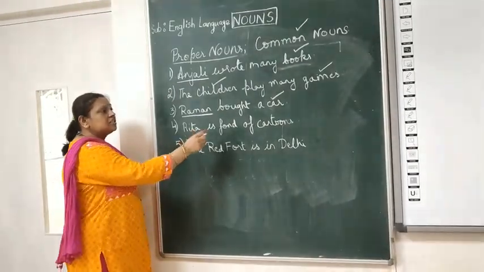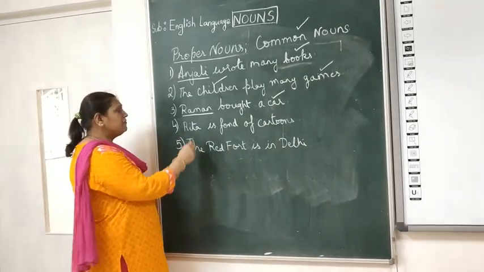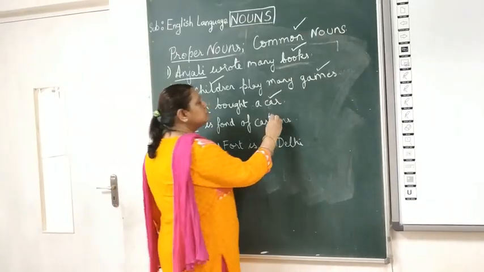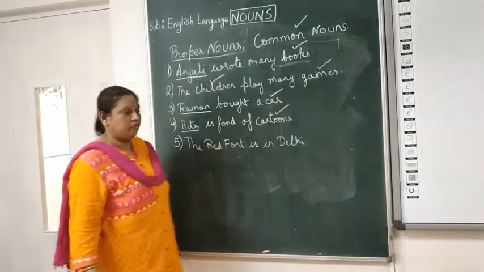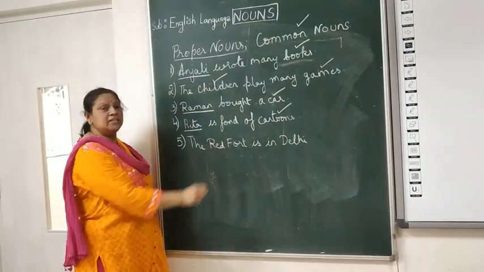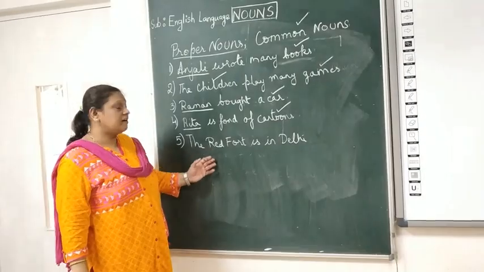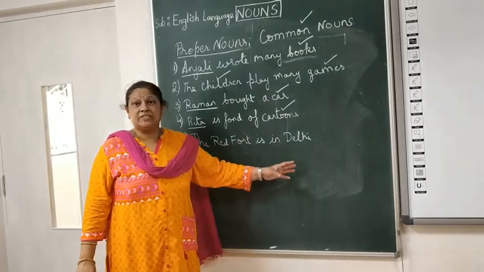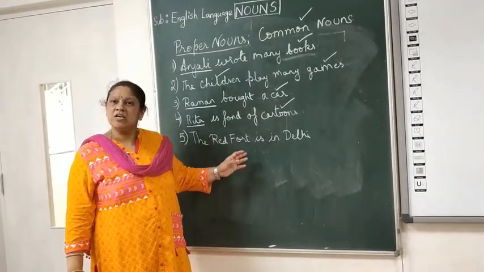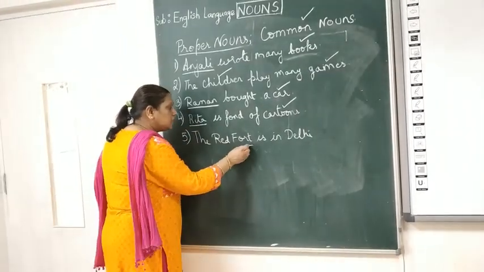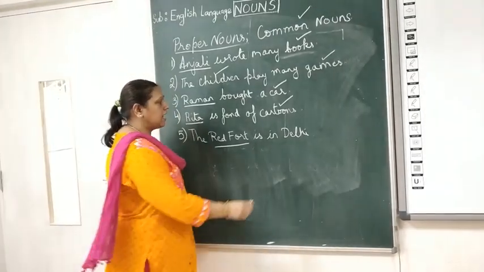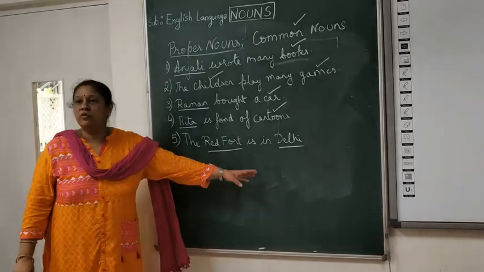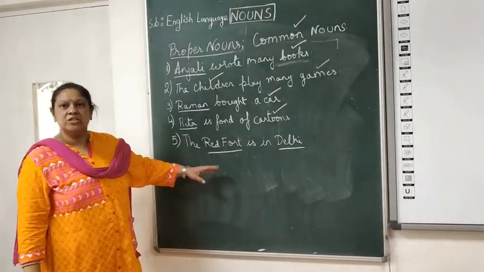Now, Rita is fond of cartoons. Same way, Rita is the name of a girl, so it's a proper noun. And cartoons is a common noun. The Red Fort is in Delhi. Here, again, we have both of these as particular places. So we are going to take them as proper nouns. So Red Fort is a proper noun, and again Delhi is a proper noun. So we are underlining both of them as proper nouns.